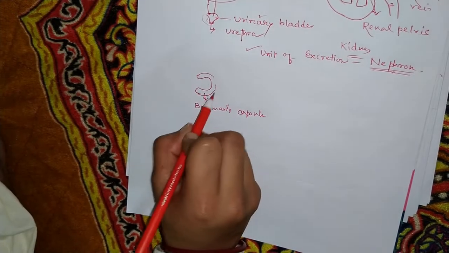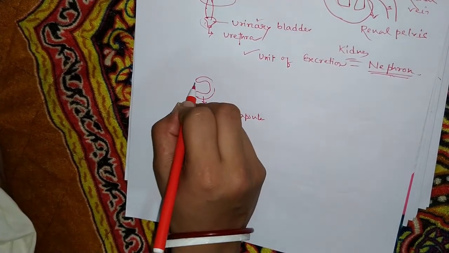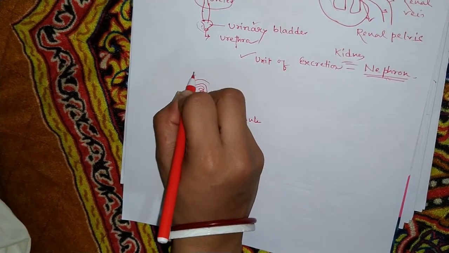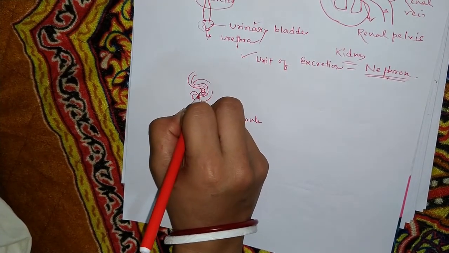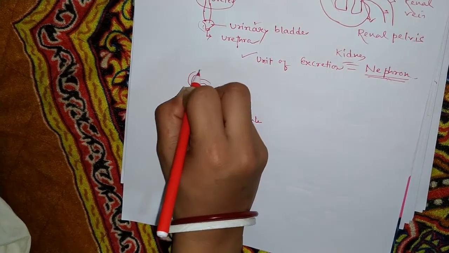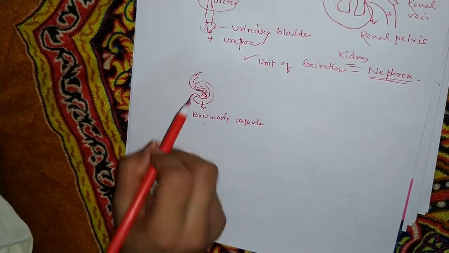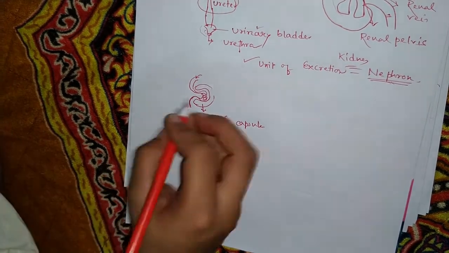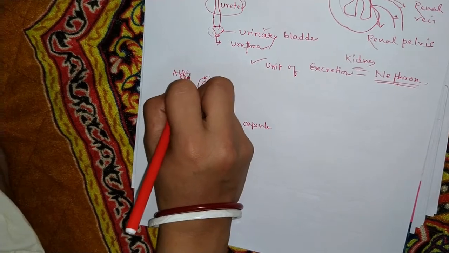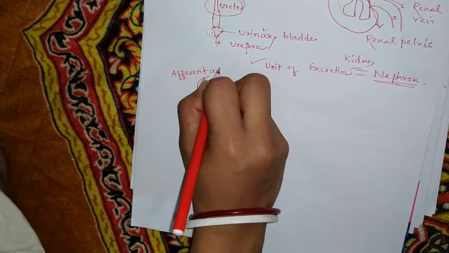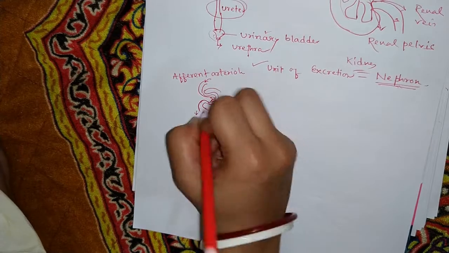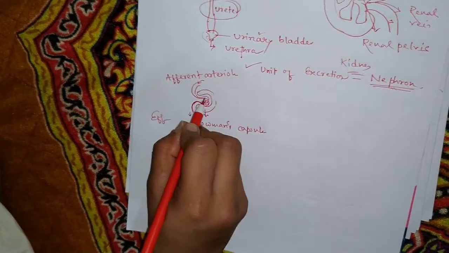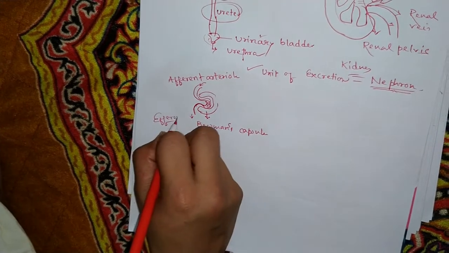Nephron has a particular structure, the Bowman's capsule. Here one mesh-like structure is there. From here the blood is entering, and from here the blood is going outside. So this is the entrance, this is the exit. You can see the diameter. Which one is thin? This one is thin, this one is thick. This is known as the afferent arteriole. After this mesh-like structure comes the efferent arteriole.